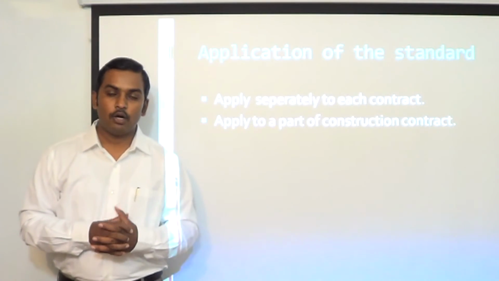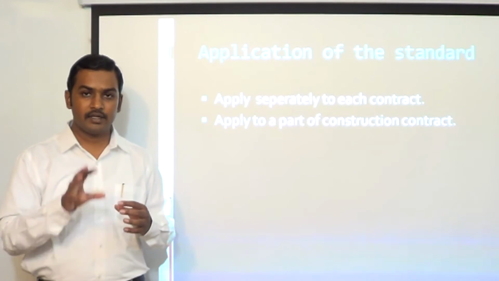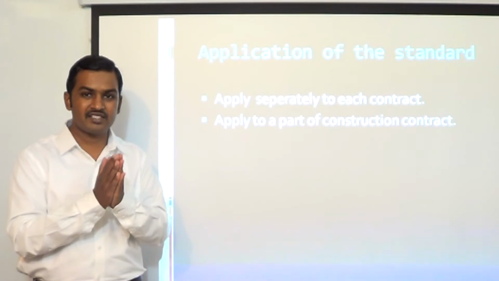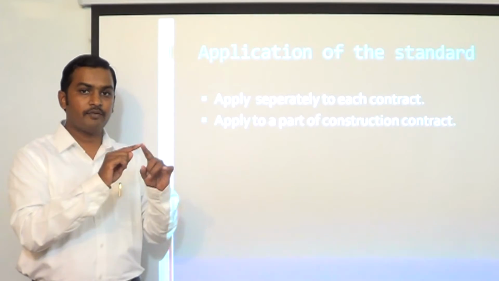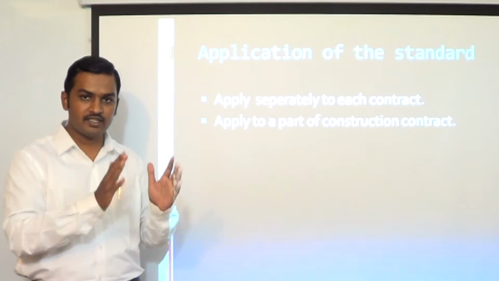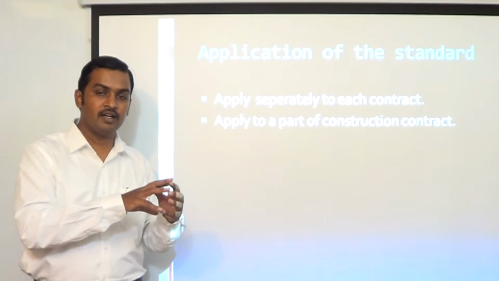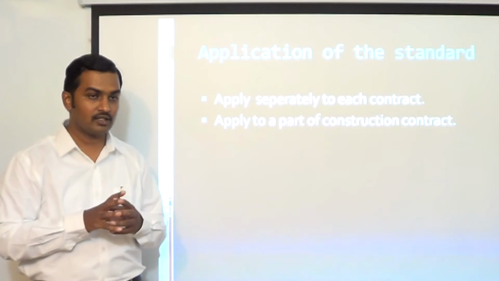Now, how to apply the standard? The standard requires you to apply its requirements to each contract separately. That means for each contract, we have to prepare and maintain separate accounts, and apply the requirements of the standard to each contract for doing the accounting for the purpose of the financial statements of the contractor.